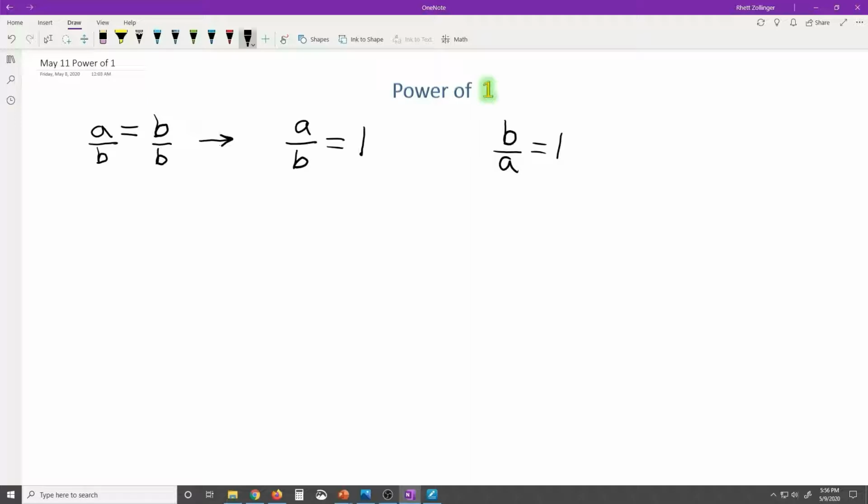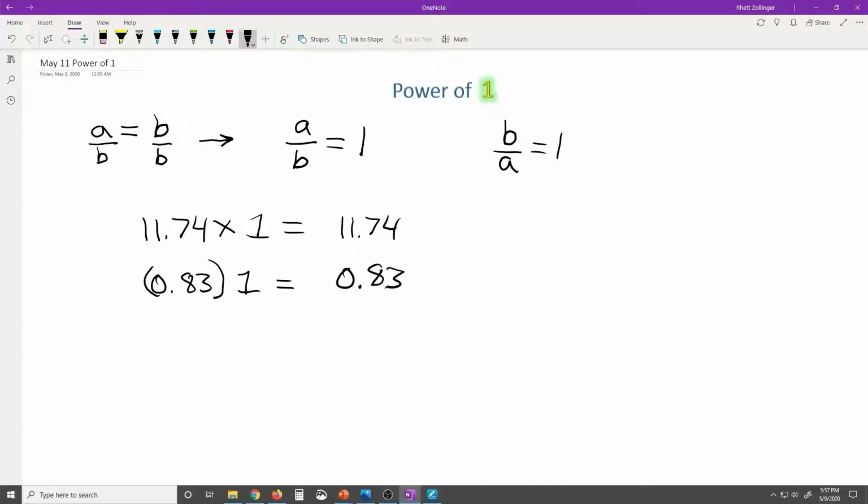So why is that useful? Well, here's an example. 11.74 multiplied by 1 is equal to 11.74. Okay, here's another one. 0.83. We'll do a different notation. Times 1 is equal to 0.83. All right, now this isn't shocking anybody. This is basic mathematics. Any number multiplied by 1 is unchanged. It's just the original number. So how is that useful in terms of units?